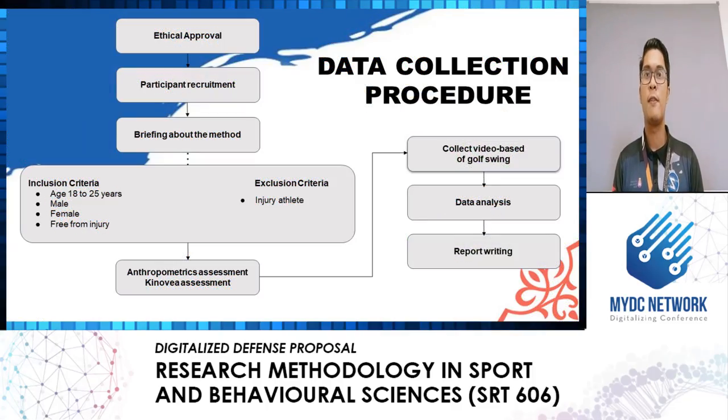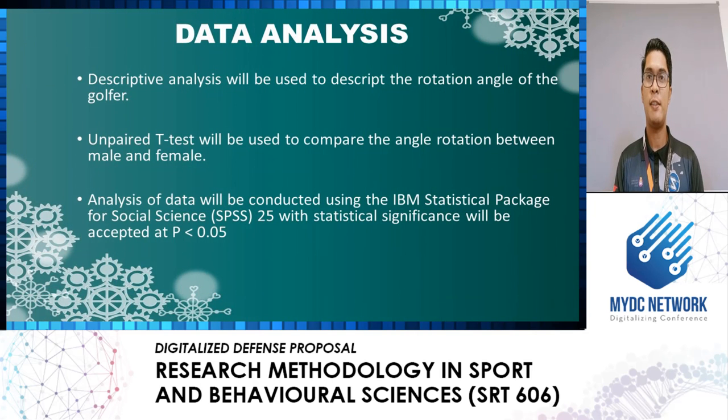For the data collection, firstly, I will seek the authoritative permission to conduct the research, including from the Charisma Games organizer and coaches, using Kinovea software. The data analysis will be an unpaired t-test to compare the shoulder and hip rotation angle between the male and female. Analysis of the data will be conducted using the IBM Statistical Package for the Social Sciences, SPSS, with statistical significance accepted at p less than 0.05.